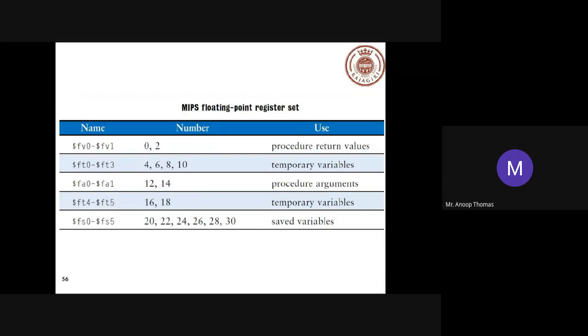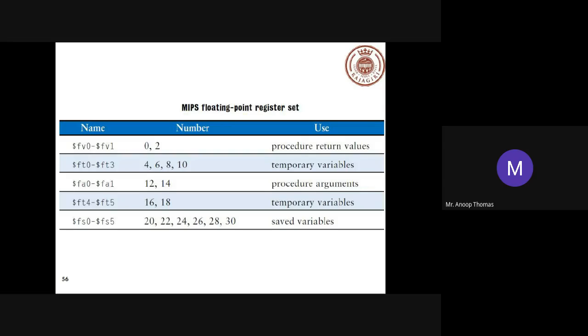Again, similar to your usual methods, you have certain registers associated with floating point coming into the picture when you have a floating point coprocessor. All such registers start with the keyword $F. F is the keyword, floating point. So $FV0, V1 are used for procedure returns, T0 to T3 for temporary variables, A0, A1 for procedure arguments, T4, T5 for temporary variables, S0 to S5 for saved variables. This is quite similar to what happens for the usual structure, but all of these have F values when you have the additional option of floating point instructions. Just keep this in mind.